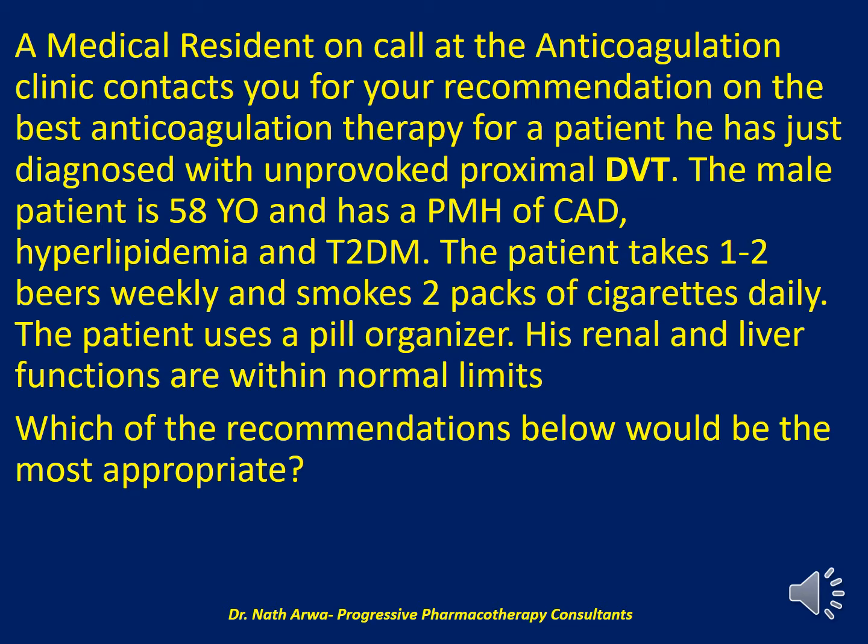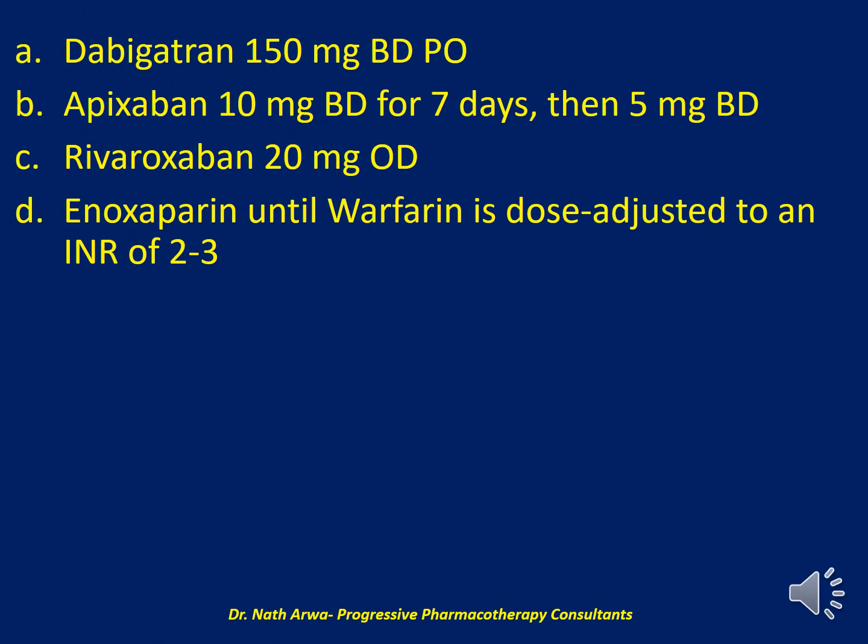His renal and liver functions are within normal limits. So my question to you is, which of the recommendations below would be the most appropriate for this particular patient? Would you opt to manage his case with 150 milligrams of dabigatran taken orally twice daily?